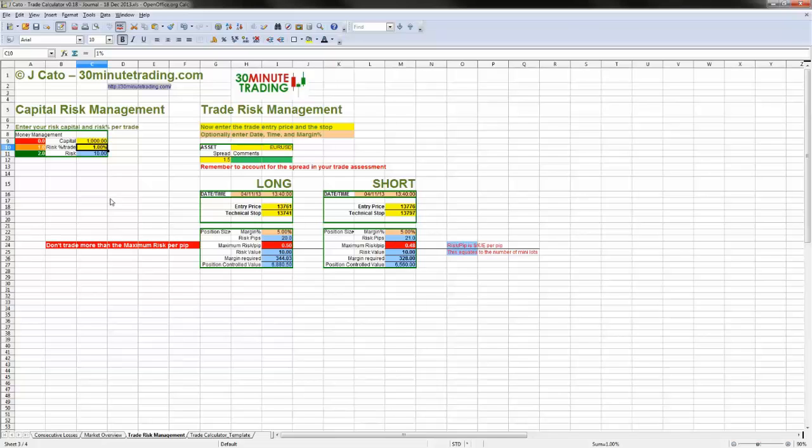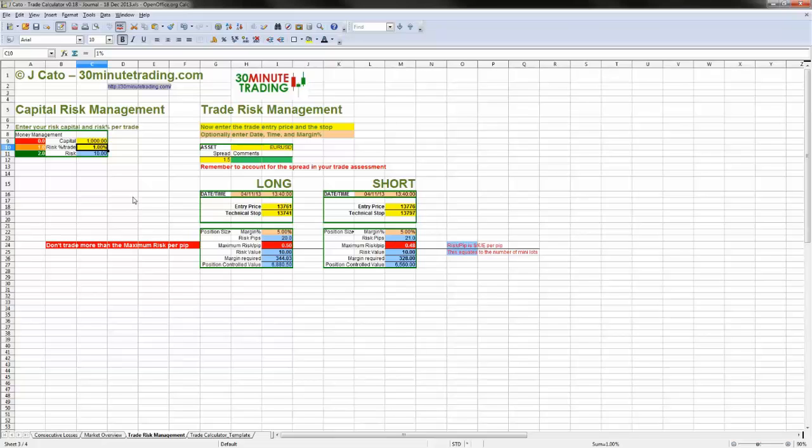Make sure your account size is the right size to be able to trade, and make sure the amount you risk per pip is exactly the right size. Then you'll be able to trade for a longer period of time and get the experience under your belt. So yes, that's that.